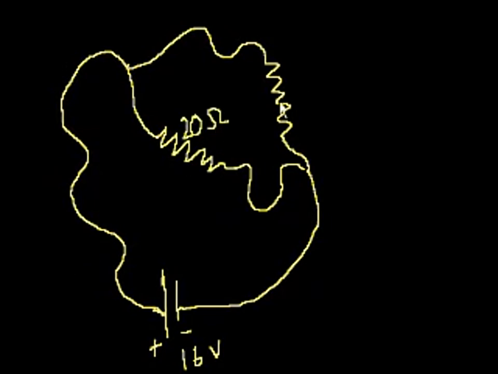20 ohms. And let's say that this resistance is 5 ohms. What I want to know is, what is the current through the system? So first we'll have to figure out what the equivalent resistance is, and then we could just use Ohm's law to figure out the current in the system. So we want to know what the current is. And we know that the convention is that current flows from the positive terminal to the negative terminal.